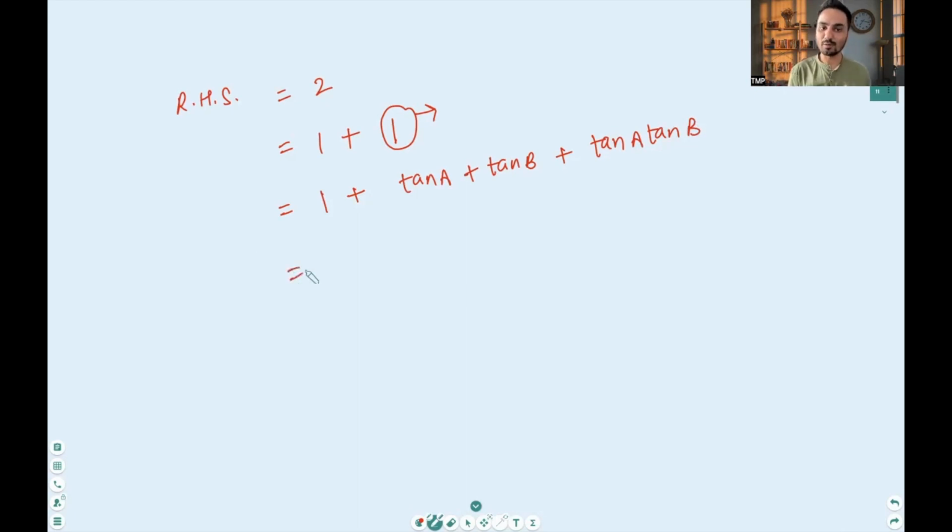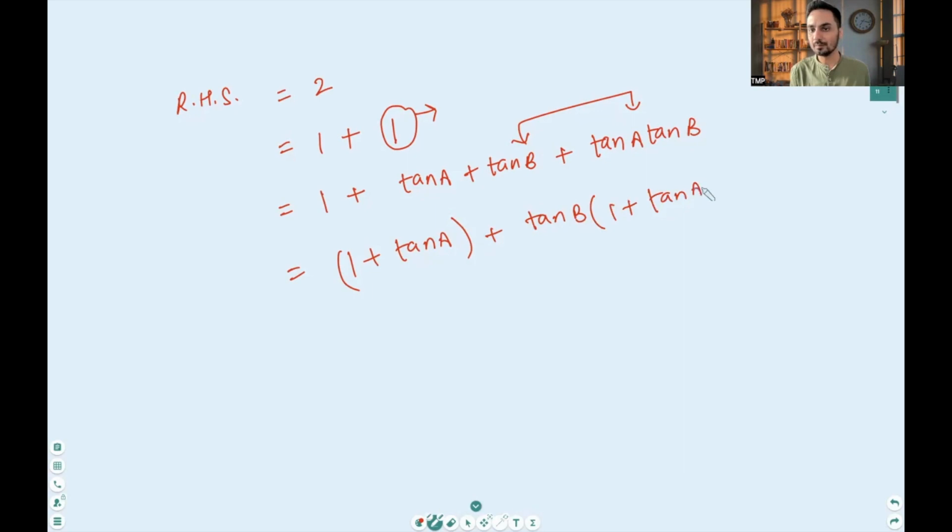And now if you factorize this, we'll get 1 plus tan A plus, by taking tan B common from the last two terms, you'll get 1 plus tan A. So you have two factors, 1 plus tan A times 1 plus tan B.